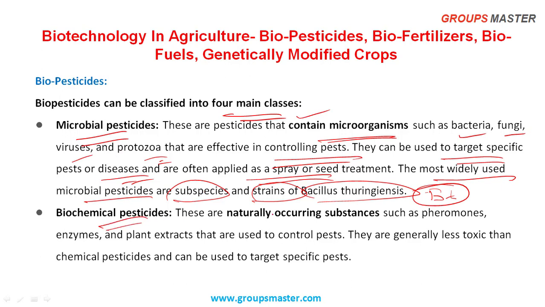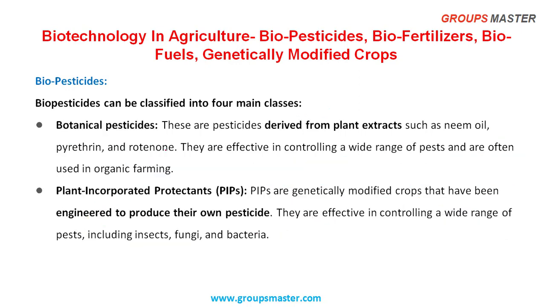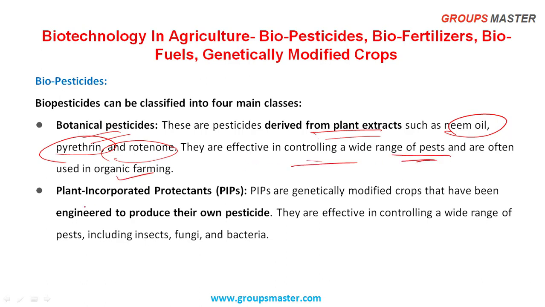Biochemical pesticides. These are naturally occurring substances such as pheromones, enzymes and plant extracts that are used to control pests. They are generally less toxic than chemical pesticides and can be used to target specific pests. Next one is botanical pesticides. These are pesticides derived from the plant extracts such as neem oil, pyrethrin and rotenone. They are effective in controlling a wide range of pests and are often used in organic farming.